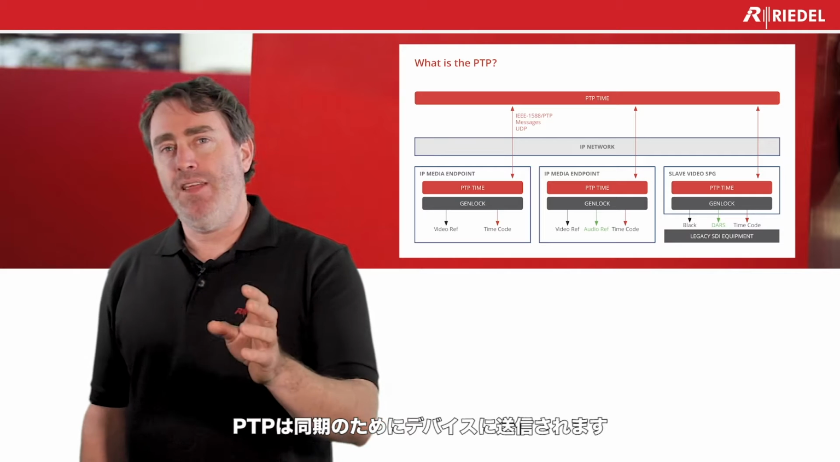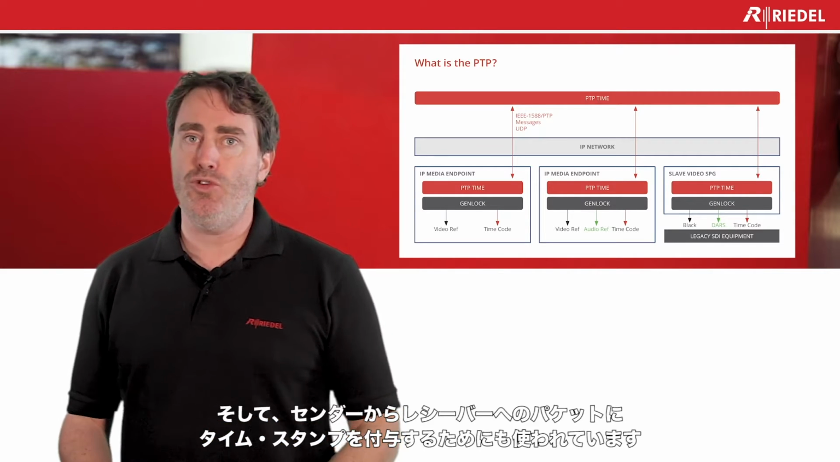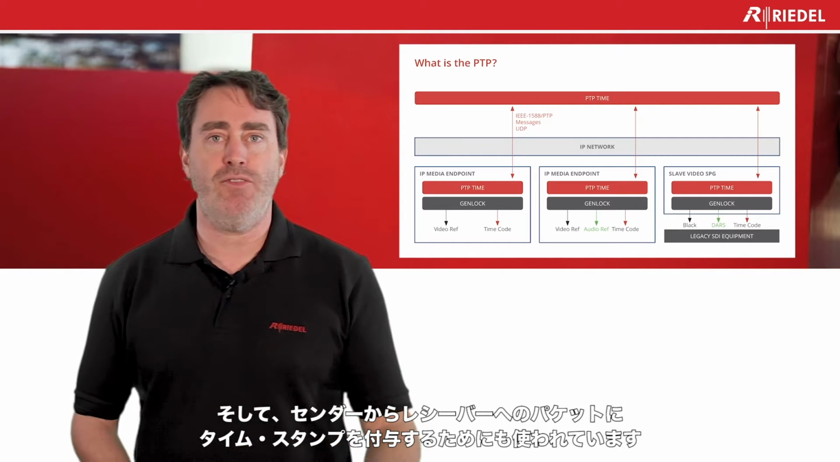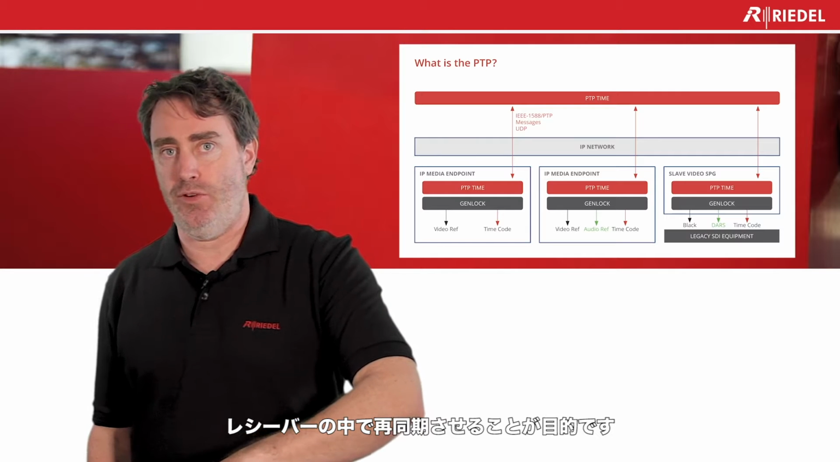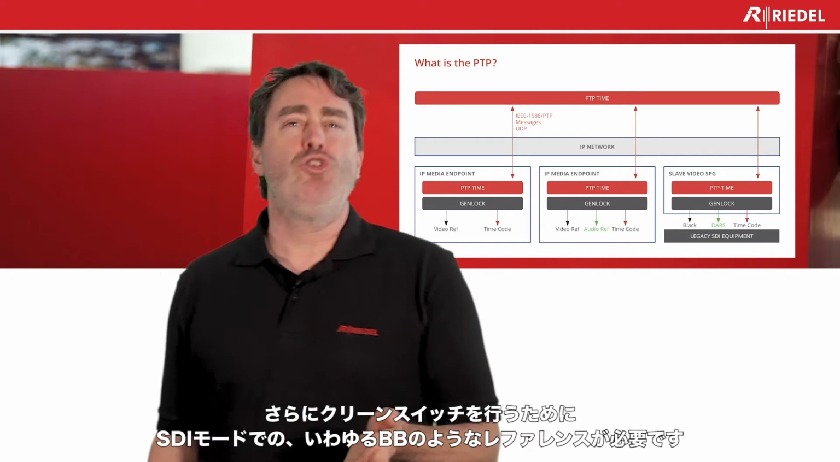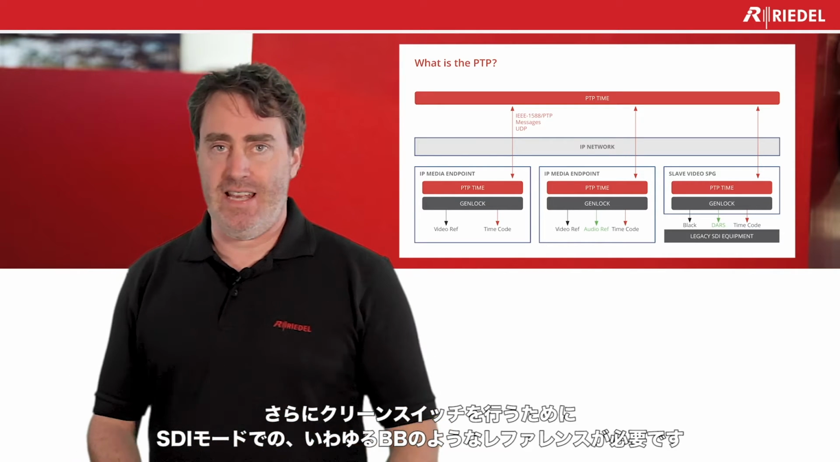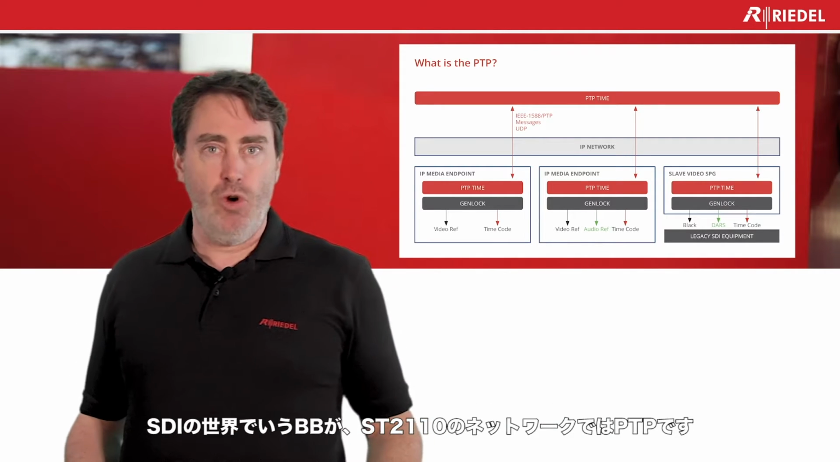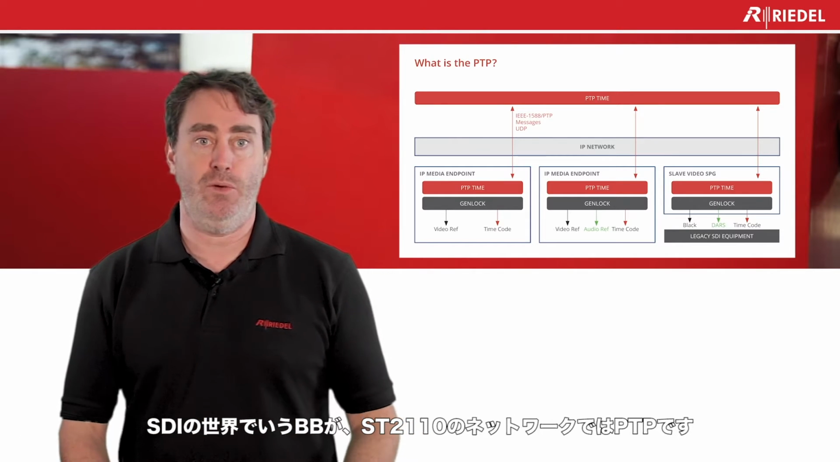So the PTP will be sent to devices for synchronization, and also it's used to timestamp the packet from a sender to a receiver. The goal is to resynchronize inside the receiver as well, and to do clean switching, because you need a reference. It's kind of our black burst in an SDI mode. In the SDI world, you will have black burst. In network, you have the PTP for 2110.